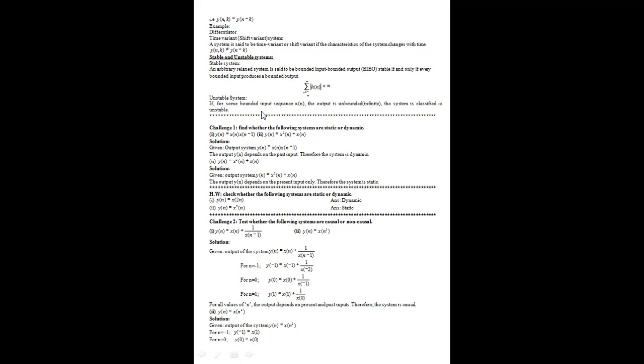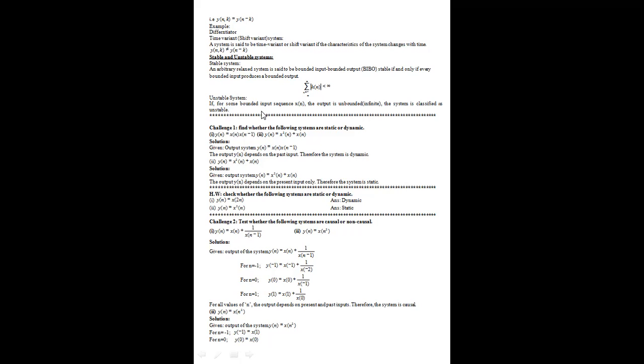Okay. Next, let me say whether the given system is causal or non-causal. What is the output of the sequence? y of n is equivalent to x of n plus 1 by x of n minus 1. So you replace n with minus 1: x of minus 1 plus x of minus 2. For n equal to 0, x of 0 plus x of minus 1. For n equivalent to 1, x of 1 plus 1 by x of 0. All the values depend on present and past input. Right or not? Okay, so the system is said to be causal.